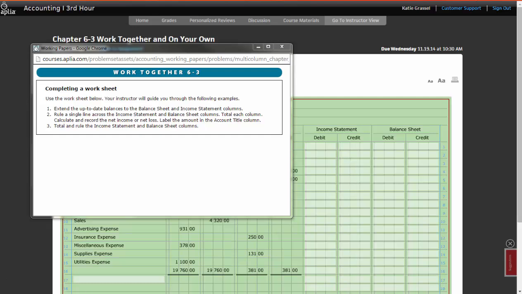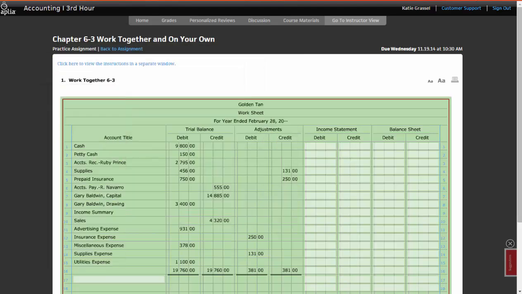Okay, so Work Together and On Your Own 6.3 is available to you. When we take a look at the directions, it says use the worksheet below, which is the continuation of what we've done already in gold and tan, and we're going to extend the up-to-date balances to the balance sheet and income statement columns. We're going to rule a single line around the income statement and balance sheet columns, total each column, calculate the net income or net loss, label the amount in the account title column, and total and rule the income statement and balance sheets. Okay? All right, that's a lot of information.